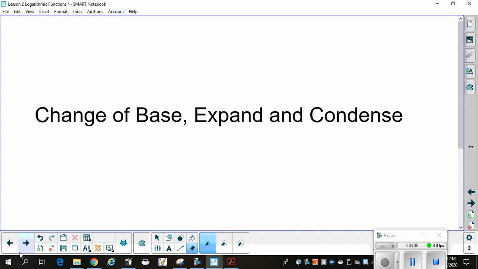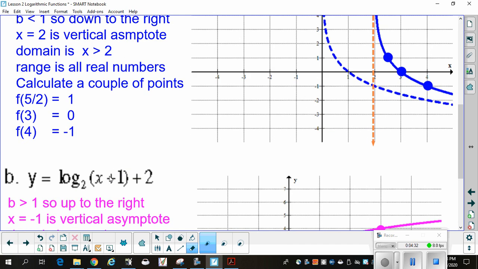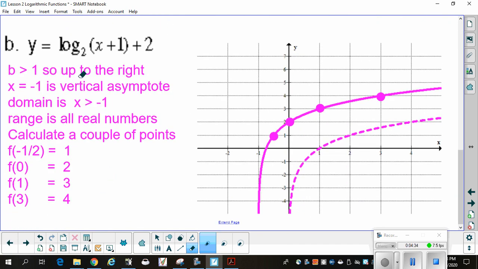Let's look at another. I think I had a second one there. Log base 2 of x plus 1, plus 2. So b is greater than 1. 2 is greater than 1. Let's use a pen instead. Okay? B is 2. It's greater than 1, so it's going to go up to the right. It's got this shape. X equals negative 1 is the vertical asymptote, because this is x minus negative 1.